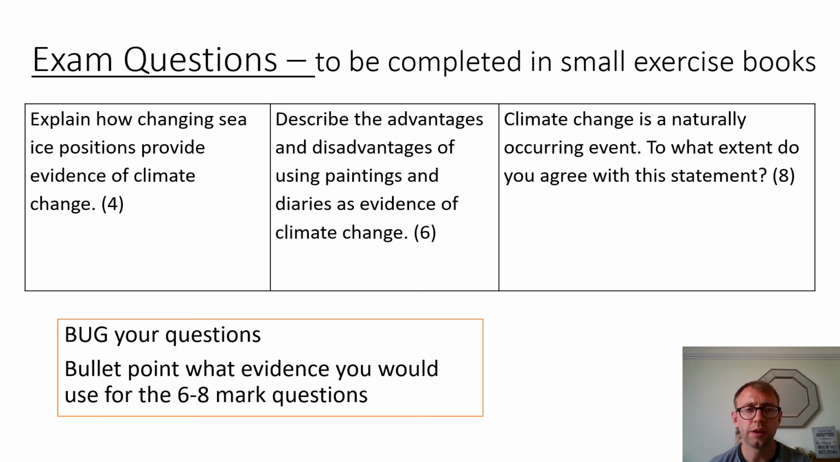The next question then, describe the advantages and disadvantages of using paintings and diaries as evidence for climate change. So really simple way to break this up, 2 PEEL paragraphs, one talking about advantages, one talking about the disadvantages. Why are paintings useful? Why are diaries useful? Why are they not useful? Why do we have to maybe consider them not to be as useful? The other way you could do it is maybe do one paragraph about the paintings and talk about the advantages and disadvantages of the paintings, and then do the same with the diary entries.